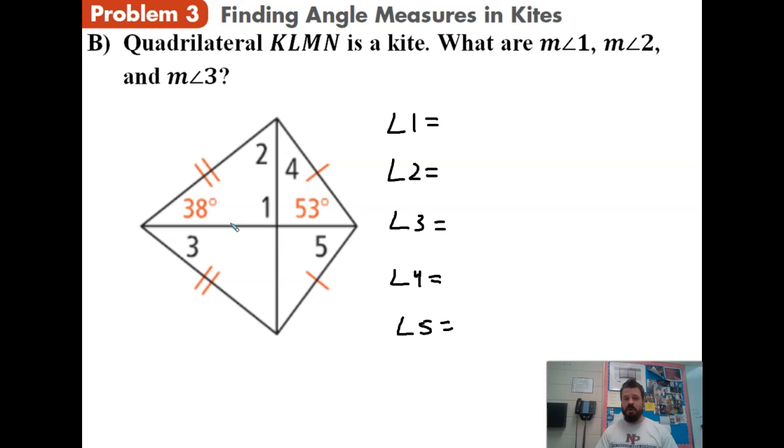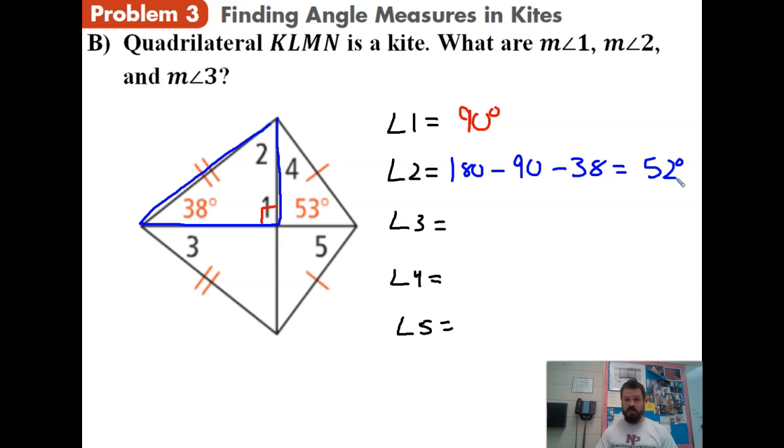I'd say start with 1. 1 is where my diagonals come together, so 1 is just going to be 90 degrees. Once I have 1, I can find 2 by, again, breaking this kite down into smaller triangles. For this triangle in the upper left, I know 2 out of the 3 angles. So for angle 2, we can say we have 180 minus the 90 again, minus the 38, which will give me 52 degrees.